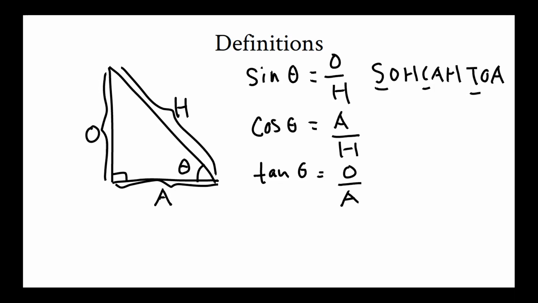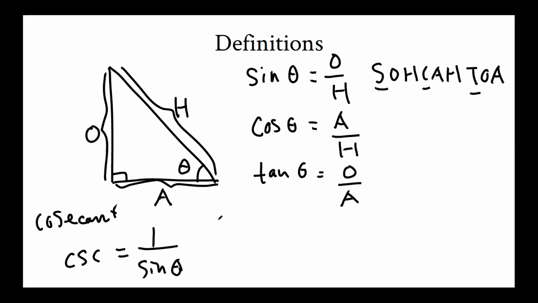Let's see what else I have to go through. Okay, so there's more. So the cosecant, or CSC for short, that will be 1 over sine theta. So it's the reciprocal of sine.